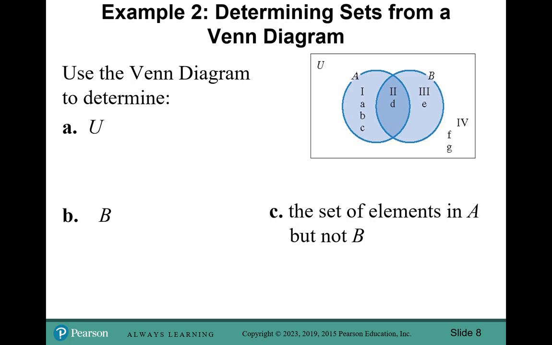So let's use the Venn diagram to determine what all is contained in the universal set U. Well, the universal set U contains all of the elements within here. That includes A, B, C, D, E, and F. We also want to know what the set B includes. Well, the set B here includes this D element and this E element.